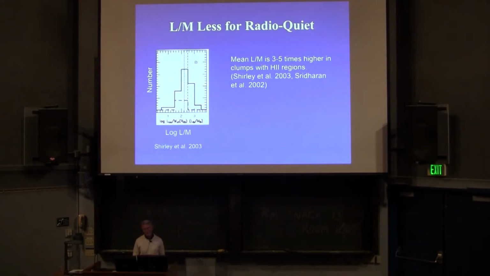Now one thing that showed up is that the far infrared luminosity to mass ratio, which is what extragalactic folks often call inefficiency, is 3 to 5 times higher in clumps with H2 regions. So both groups saw that sort of effect.